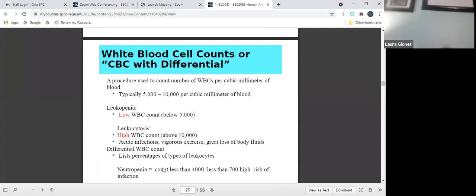White blood cell counts, or CBCs with differentials. So this is a procedure to count the number of white blood cells per cubic millimeter of the blood. Generally, it's normal to have 5,000 to 10,000 per cubic millimeter of blood. Leukopenia is a lower than normal number of white blood cells. Leukocytosis is a higher than normal number. So when you look at that 5,000 to 10,000 range, if you have less than 5,000, it's called leukopenia. And if you have more than 10,000, it's called leukocytosis.